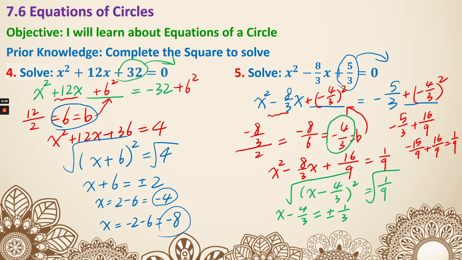So for the final answer, we're going to separate them. So x either equals a positive 1/3 plus 4/3, that's going to be 5/3, or x equals negative 1/3 plus 4/3, that's going to be 3/3, which is 1. So these are our final answers. That's the review for completing the square. Now let's move on to the actual circle stuff.